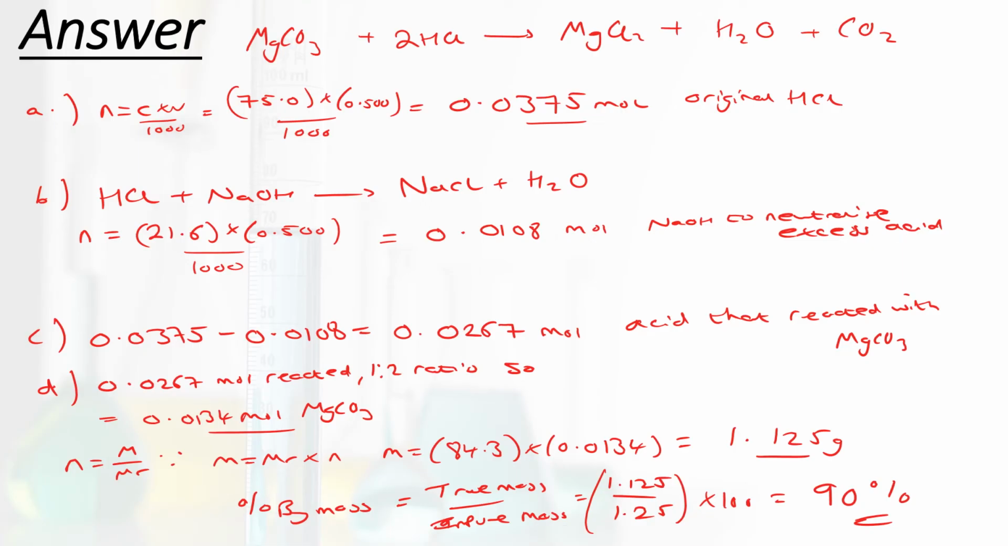So the first question was we were reacting magnesium carbonate with HCl to produce magnesium chloride, water and carbon dioxide. This again is an acid plus carbonate reaction, and the question already balanced this for us, but it's always good to just double check for yourself that it's balanced, and it is. So we were told that a certain amount of HCl was added to 1.25 grams of impure magnesium carbonate. Some acid was left unreacted. The unreacted acid required a certain amount of sodium hydroxide for a complete reaction.